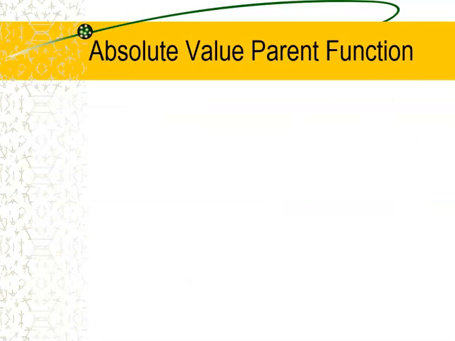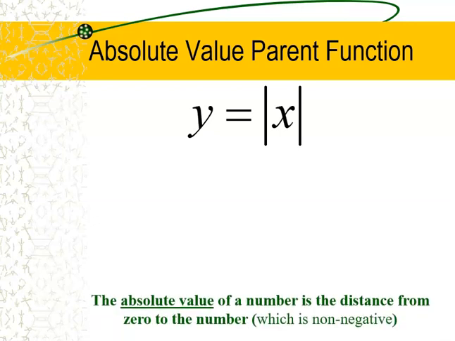The absolute value parent function looks like this. Y is equal to the absolute value of x. The absolute value of a number is the distance that number is from 0 on a number line. It's always non-negative. It's impossible to have a negative absolute value come out negative.